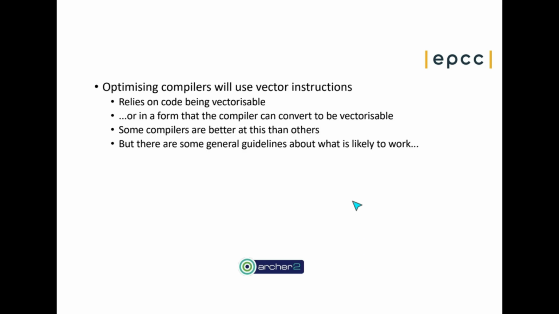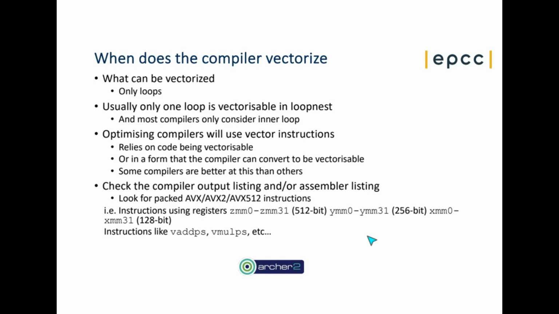When you turn on enough optimization in your compiler, it will generally try to use vector instructions, but that relies on the code being vectorizable, or in a form that the compiler can convert to being vectorizable. Some compilers are better at this than others, but there are some general guidelines about what's likely to work and what's not. So when is the compiler likely to vectorize your code for you? What can be vectorized? Well, typically only loops, and as I said before, only 1 loop is vectorizable in the nest, and most compilers will only consider the innermost loop.